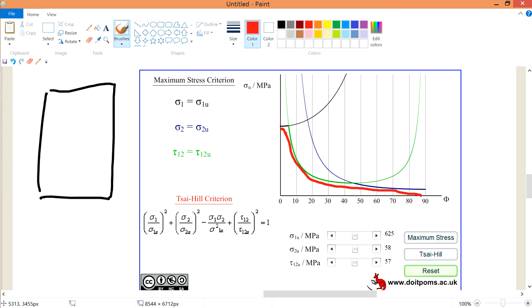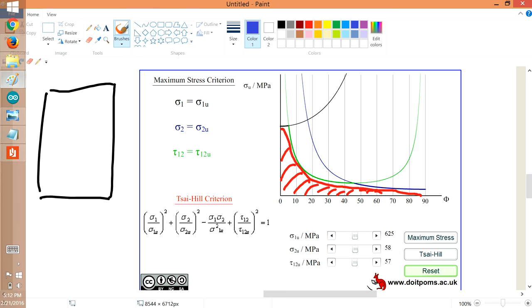You see? So whatever is within this region, you are considered safe. If you're outside here, then you're considered unsafe. So this is what the Tsai-Hill criterion is trying to say. That's all. For the maximum stress criterion, the graph is a bit tricky. That's why I took quite a long time to discuss what it is all about.